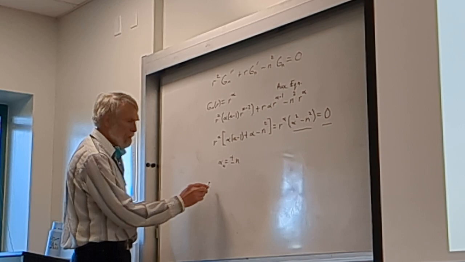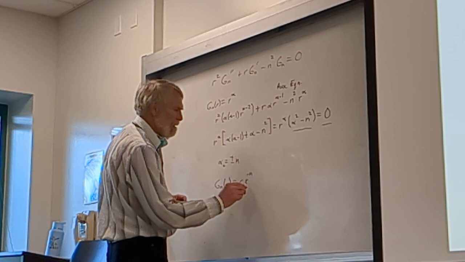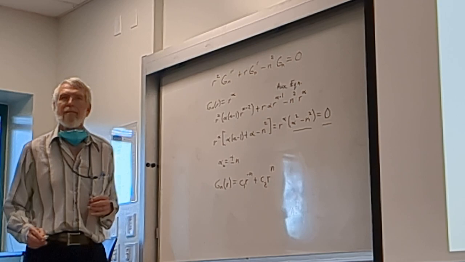So that tells me that my gn as a function of r is going to be some c1 r to the minus n plus a c2 r to the nth power. Right?